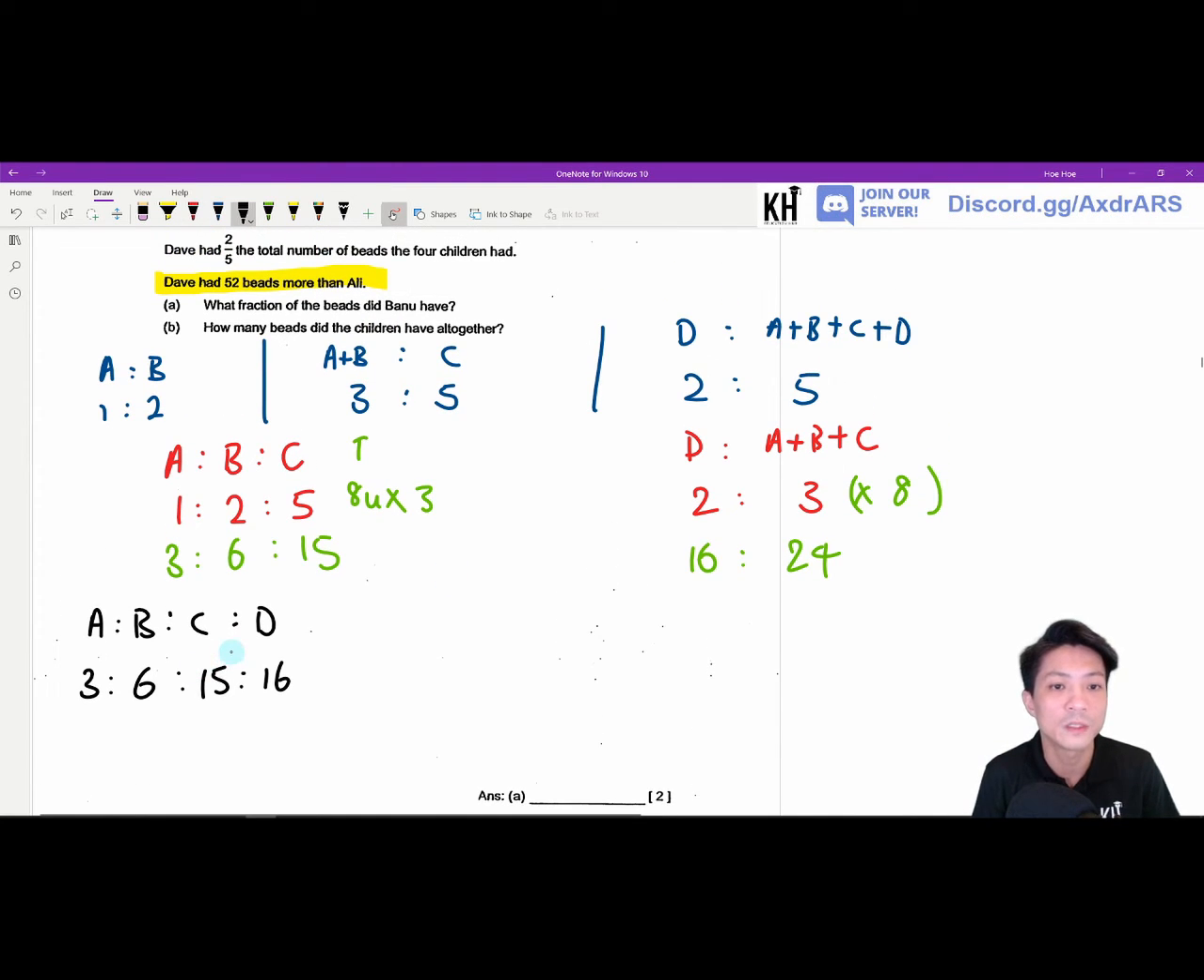Okay, so what fraction of the beads did Banu have? So for part A, the working is all over the place. Banu will have 6, and then the total will be 40. Okay, simplest form is 3/20.